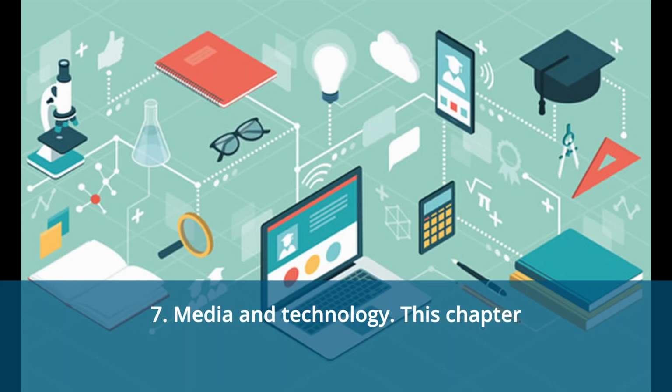7. Media and Technology. This chapter examines the relationships between different media formats, technological affordances, and learning outcomes. The authors address a fundamental debate in educational technology. Are media neutral vehicles for delivering instruction, or do they have cognitively relevant characteristics that actively shape how learners represent and process information? 7.1 The Media Neutrality Debate.